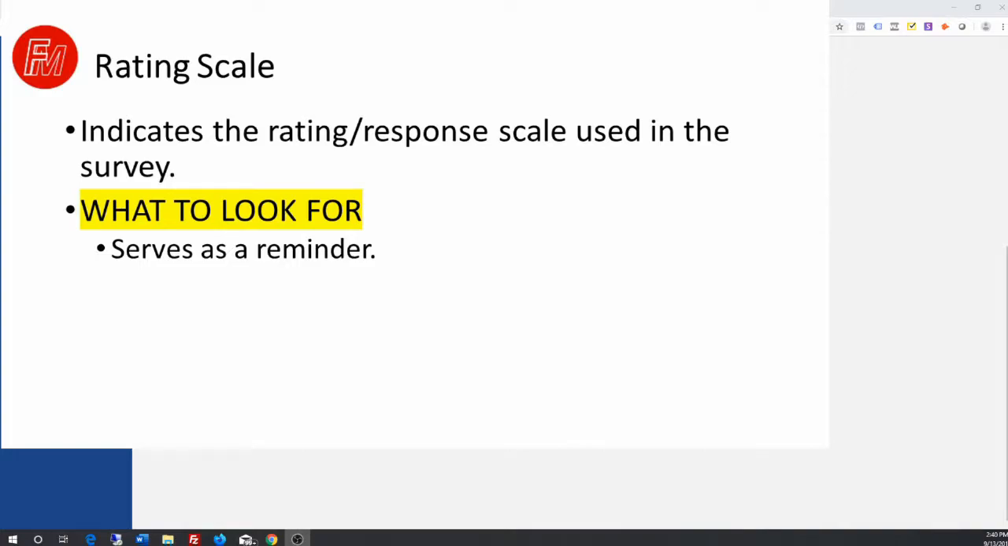Next section we'll talk about is the Rating Scale section. And the Rating Scale section really just indicates the rating/response scale that was used in the survey. An important note here is if your 360 administration team used what's called behaviorally anchored rating scales, then the response scale will not be uniform. It will not be the same scale that was used for every question. It will actually be a different scale that was used for every question. And if that's the case, I'll talk about where you can find that particular rating scale, and we'll get into more detail on that in a little bit.